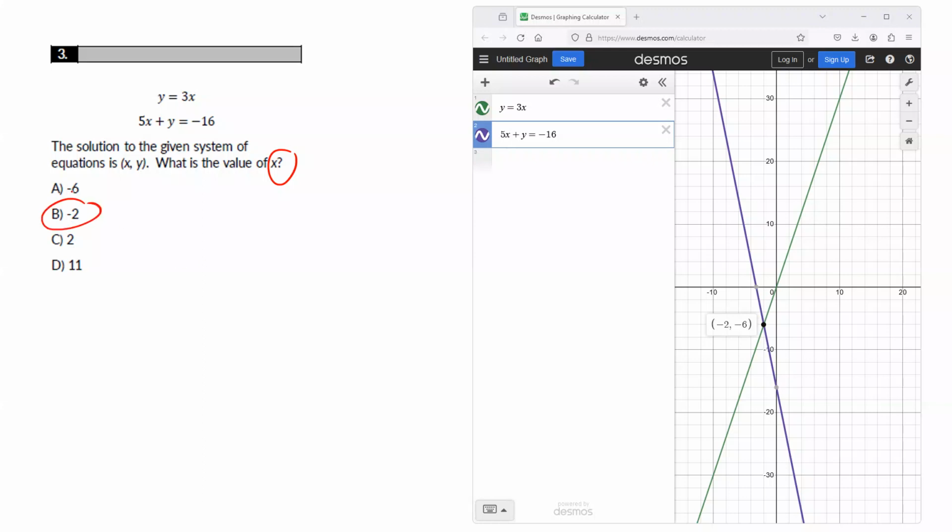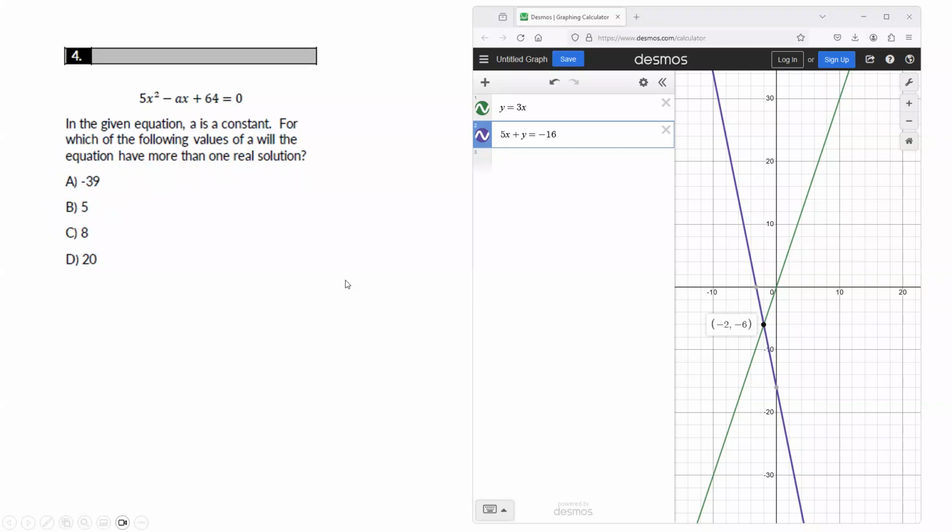But if you had chosen the negative 6, you would have been sorry. That would have been a wrong answer. So be careful with that. This is B, and always go back and read that question one more time to make sure you choose the answer carefully. Desmos gives you a lot of numbers. You only need one of them. All right, let's look at number 4.